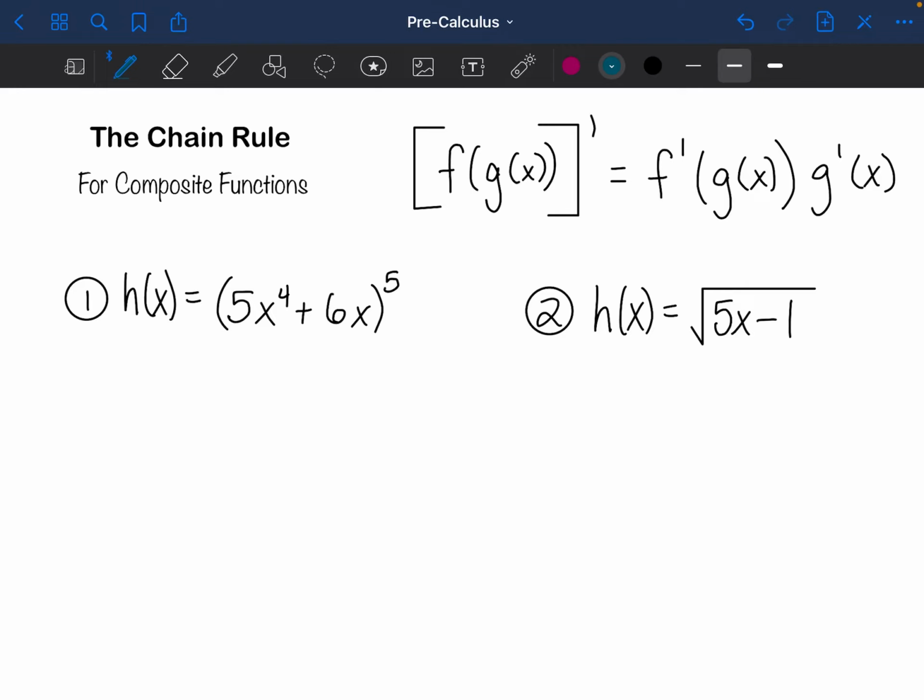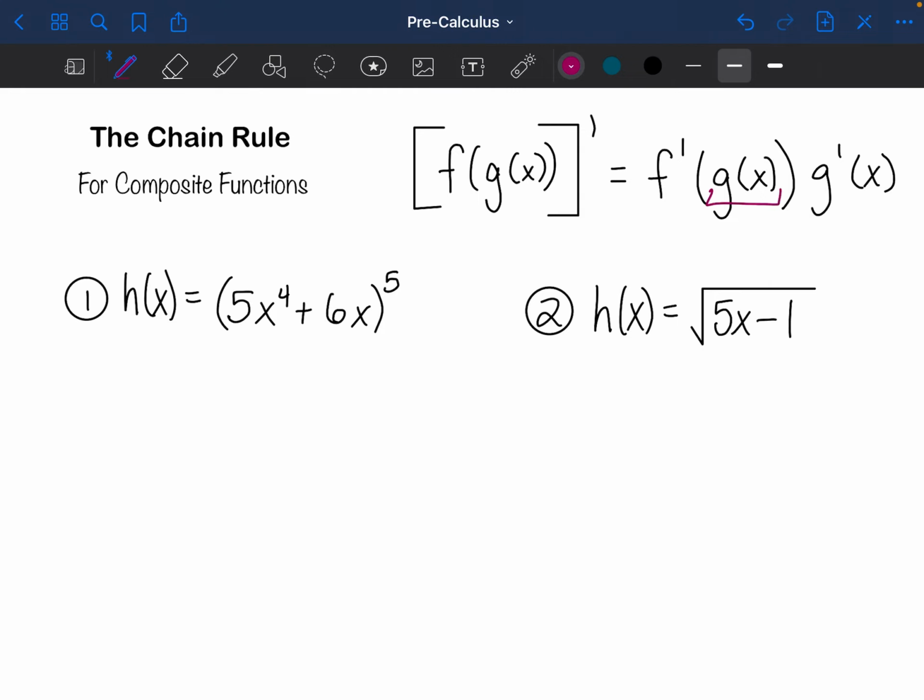Let's take a look at the chain rule. Honestly, in my opinion, this rule is the best out of all of them. It's a lot like the power rule, right? When we're looking at composite functions, I have a function within a function.